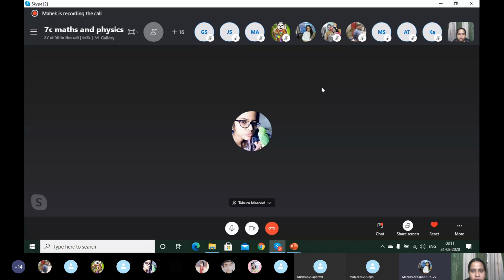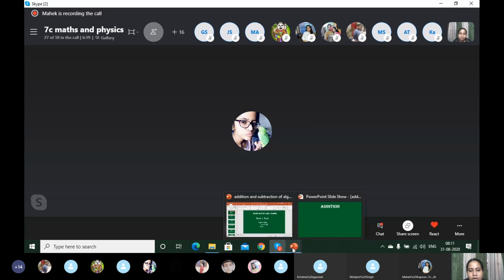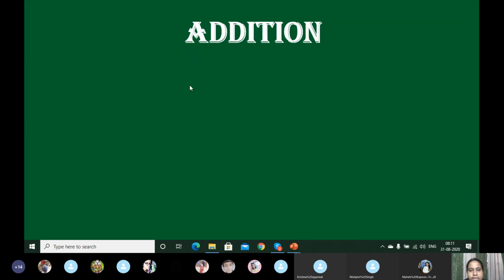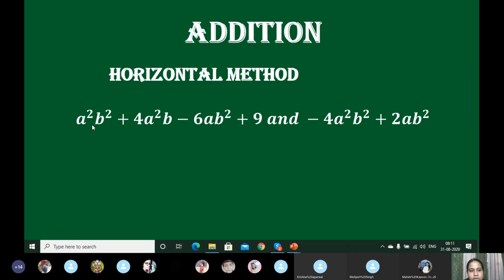So let's see. First, let us understand both types of methods. Rest, it's up to you. You can use any method. Okay, let's see the horizontal method first. I have taken a question here: a square b square plus 4a square b minus 6ab square plus 9 and minus 4a square b square plus 2ab square.